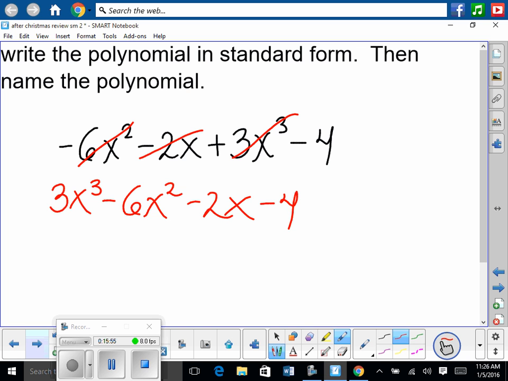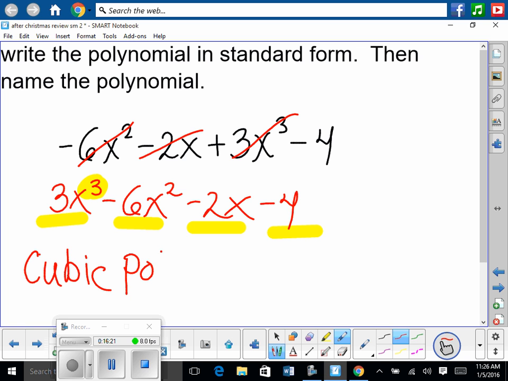We name it by the highest degree and the number of terms. So the highest degree is 3. What's the name for that? Trinomial? No, that's for the number of terms. Good try. There's a cute little name for it. Cubic. This is a cubic. And then there are 1, 2, 3, 4 terms. So what's the name for 4 terms? Polynomial. Good. Cubic polynomial of 4 terms. So you have to say that it's of 4 terms.